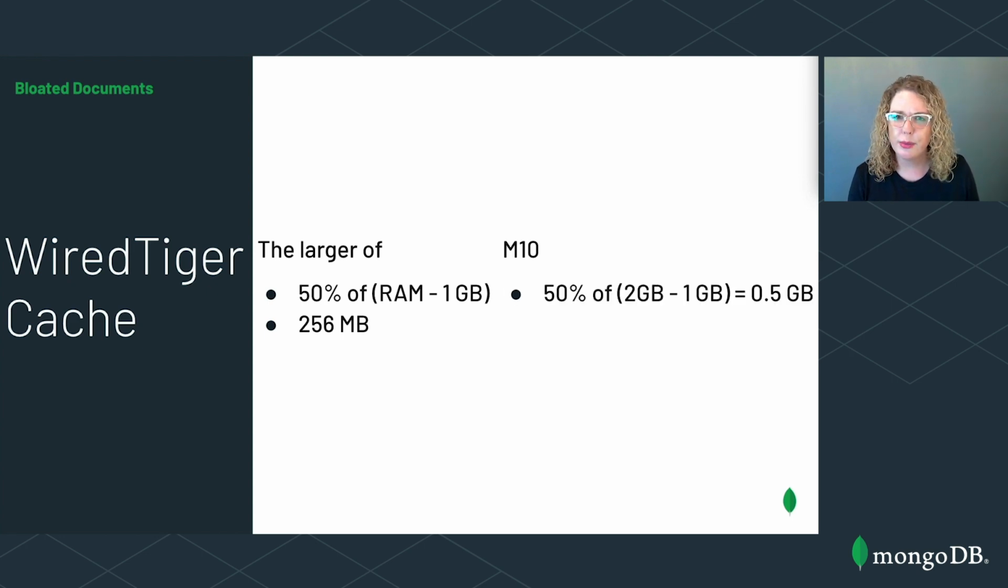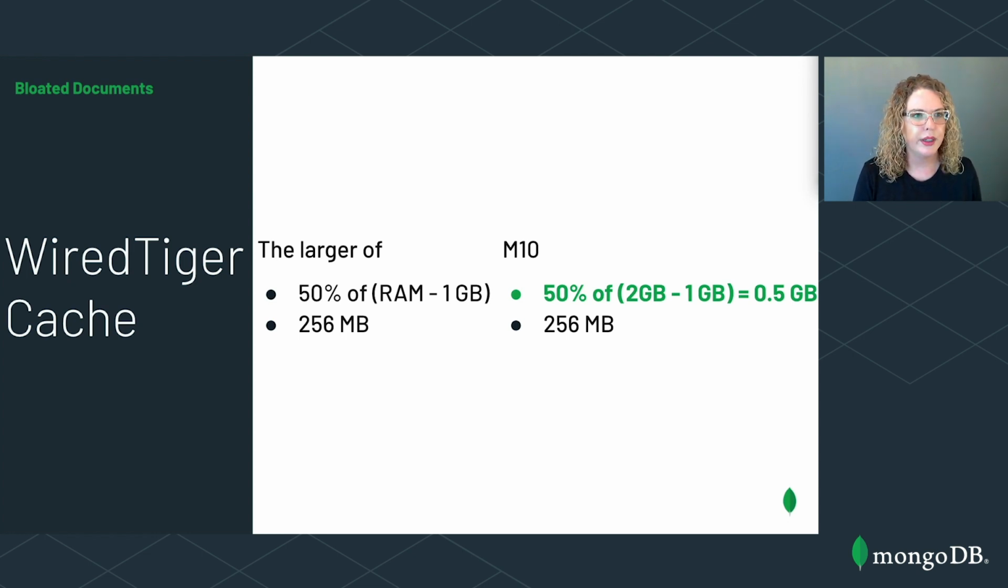So starting inside those parentheses, 2 gigabytes minus 1 gigabyte is 1 gigabyte. Now 50% of 1 gigabyte is 0.5 gigabytes. So 0.5 gigabytes is greater than 256 megabytes. So we know the WiredTiger cache is half a gigabyte. So how do we know if our working set will fit in the cache? Let's head back to the Data Explorer.